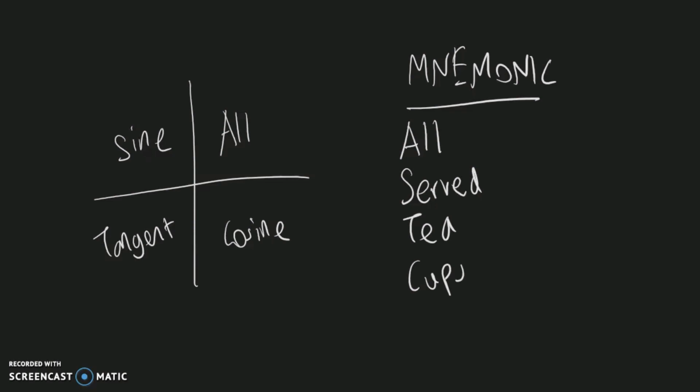So in quadrant 1, all are positive. In quadrant 2, sine is positive. In quadrant 3, tangent is positive. In quadrant 4, cosine is positive.